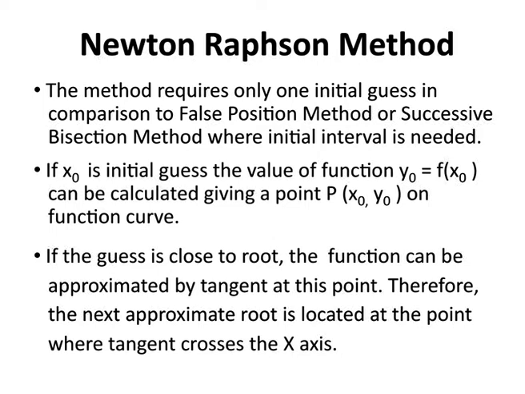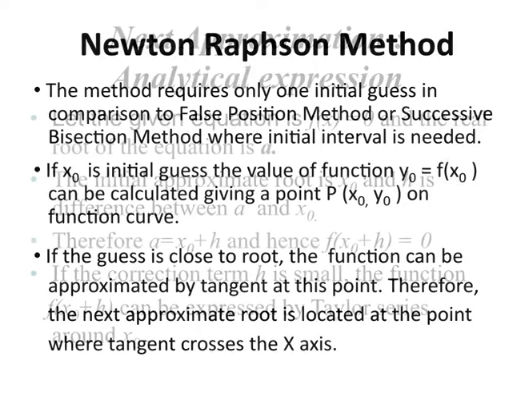Now, we approximate that the function can be approximated by a tangent at this point if we are very close to the root. So, close to the root we approximate the function by a tangent at this point, which is obtained from the initial case. This tangent, which is drawn at point x 0, y 0, will cross the x axis, and that will give us the new approximate root. We can derive the expression for the new approximate root by using an analytical method or a geometrical method.